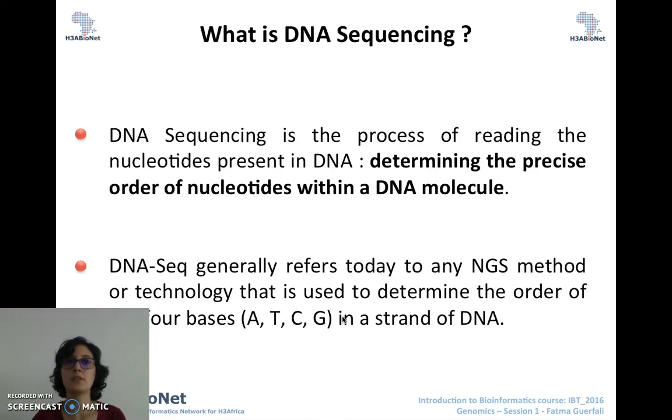And now there is a term, DNA-seq, that you might have heard of. This generally refers today to any next-generation sequencing method or technology that is used to determine the order of the 4 bases, A, T, C, and G, in a strand of DNA.